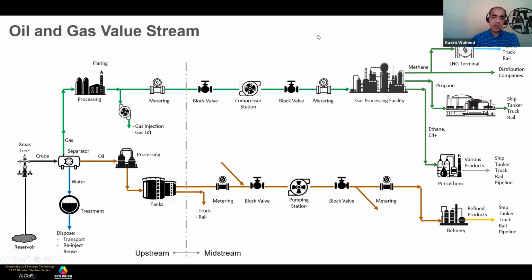Anytime oil or gas is put inside a pipeline or is ready for transportation, that starts what we consider to be midstream. Anything prior to midstream is upstream, and similarly at the end of transportation is downstream. Up to that point where the liquid or gas enters into a refinery or petrochem facility, it's all upstream. Refinery, petrochem is considered downstream.